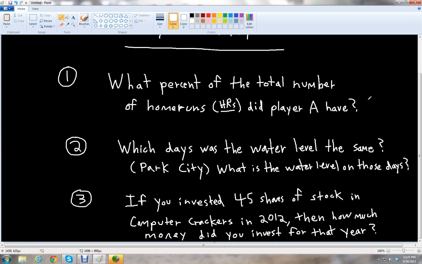So use the idea of percent that I showed you earlier. That would be the part over the whole times 100 would give you percent.